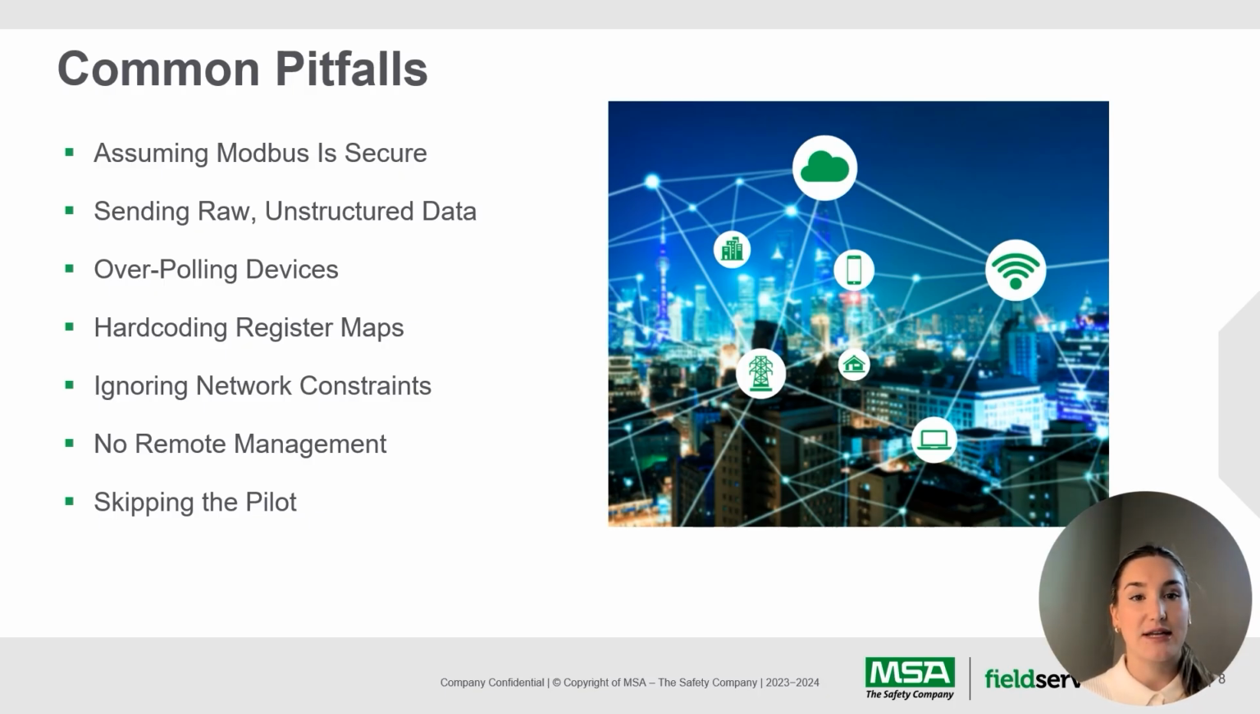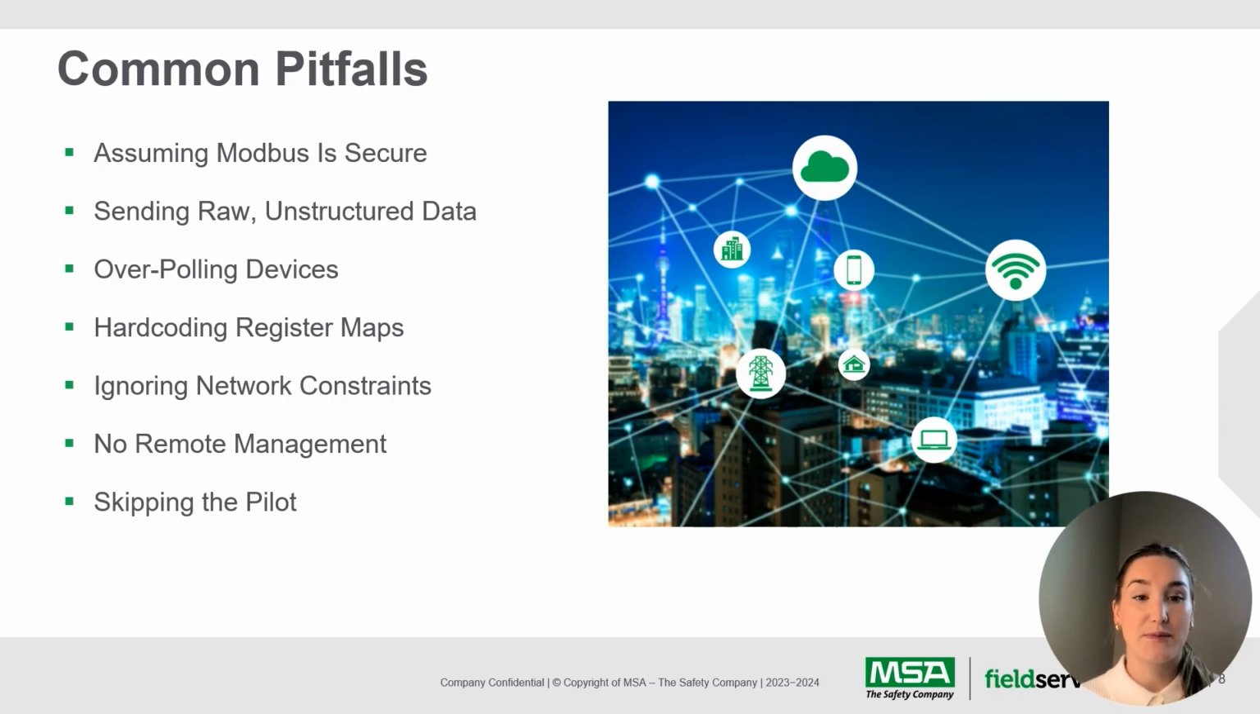Next would be sending raw, unstructured data. Another big pitfall is pushing raw Modbus registers straight into your IoT system without context or structure. You'll get a message like 40002 equals 1245. But what does that mean, right? A temperature, a voltage, a fault code, I'm not sure. Without structured data, labeled and tagged, you'll waste time decoding it later. Use MQTT with JSON payloads or OPC UA models to give your data meaning from the start.